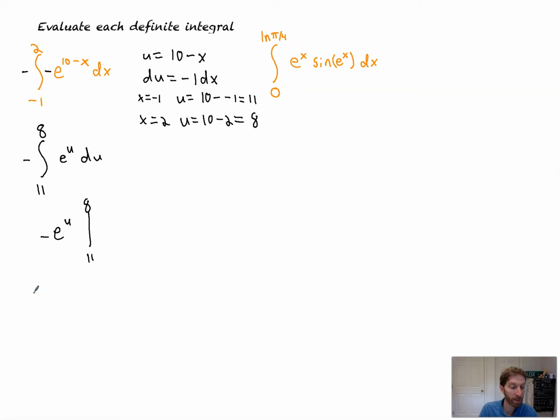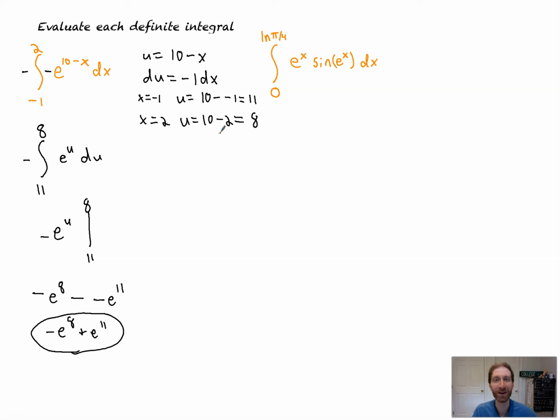Okay, so that's going to be minus e to the 8. That minus is from the fundamental theorem of calculus. This minus is from the actual function. And so now what we're left with is minus e to the 8 plus e to the 11th, or e to the 11th minus e to the 8. Awesome. All right, you ready for the next one? Of course you are. Let's go.